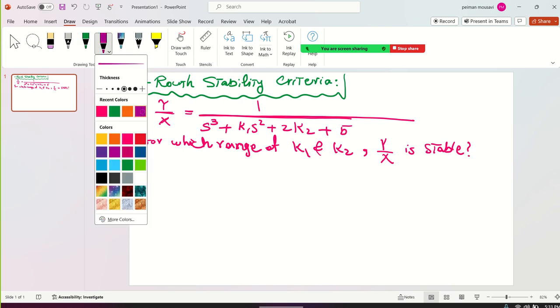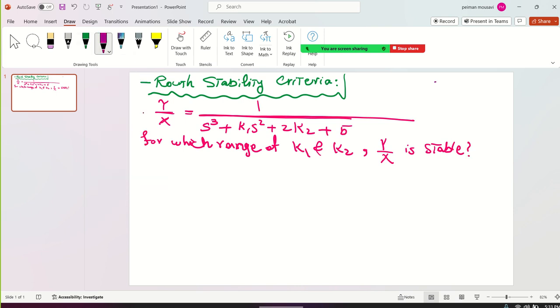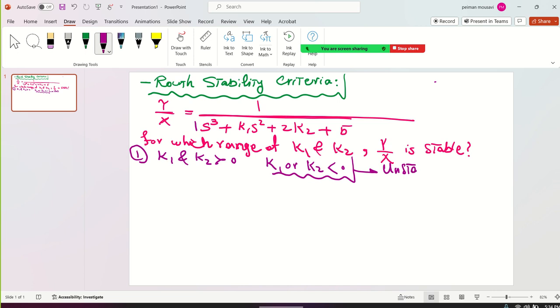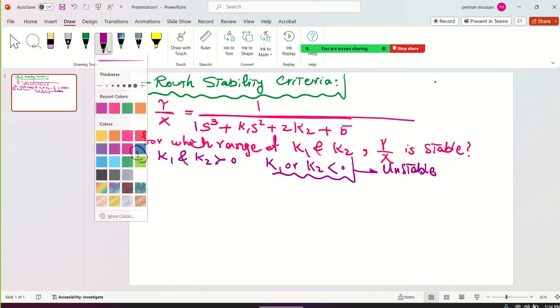So as I taught you in the previous class, first of all, all coefficients 1, k1, 2, k2, 5 must be positive. So 1 is positive, 5 is positive. So the first condition is k1 and k2 must be positive. This is the first condition. So if k1 or k2, either of them is negative, you are done. Your system is unstable. Clear, everybody? Now the second condition.